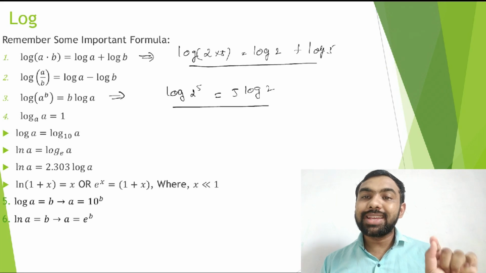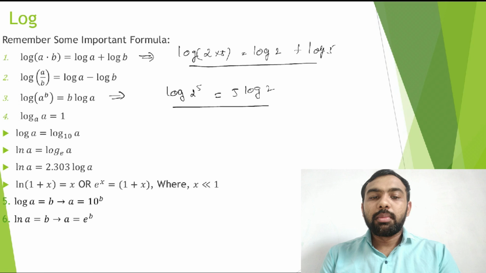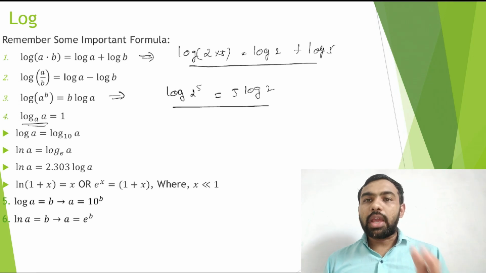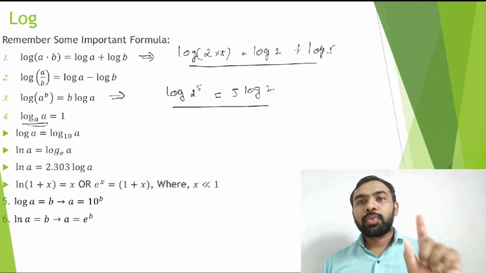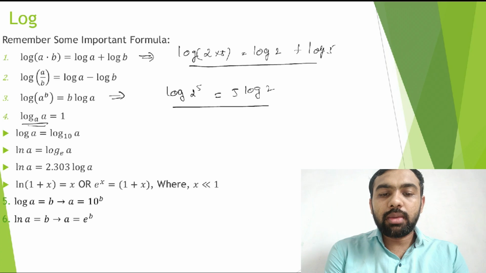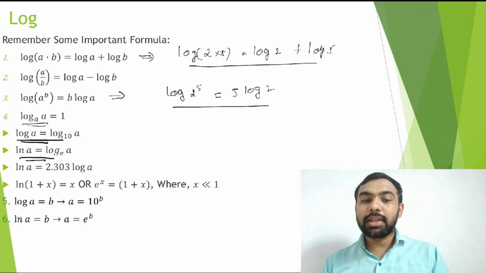Now log a base a is equal to what? 1. Means we understand this now. So we have two types of log. One is log and the second one is ln. So this log is 10 base log and this ln is e base log. Means the base is changed.